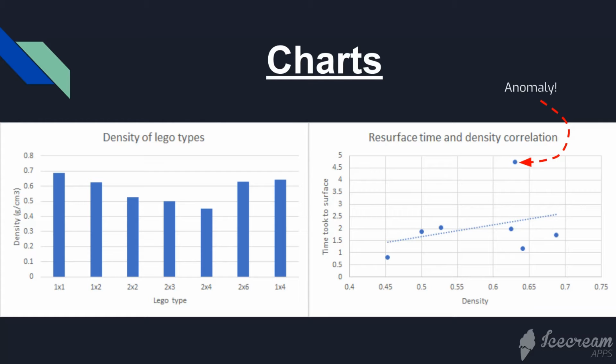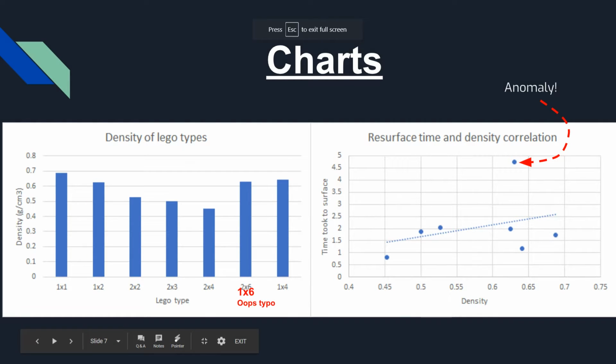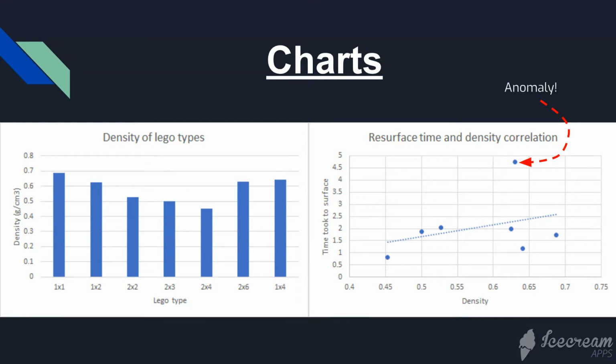And these are the charts. On the left, we have the chart which presents the density of the various Lego types versus the Lego type. And on the right, we have the density of these various Lego types versus the time they took to surface. You can see that the 1x6 block, which had a density of around 0.6 grams per centimeter cubed, took the longest time to surface.